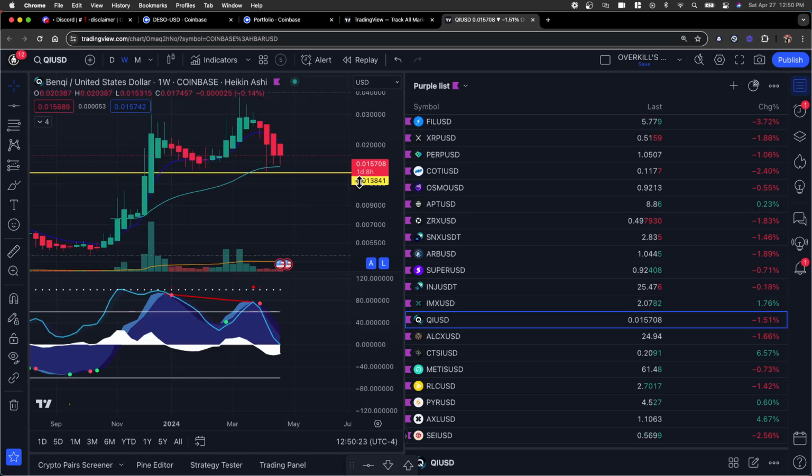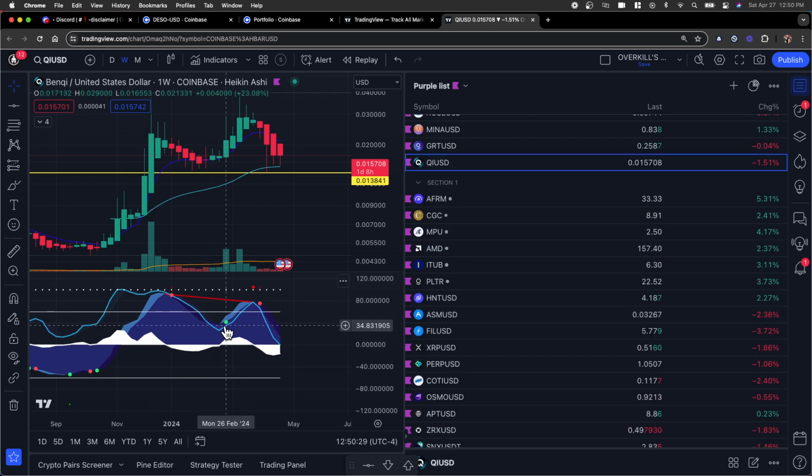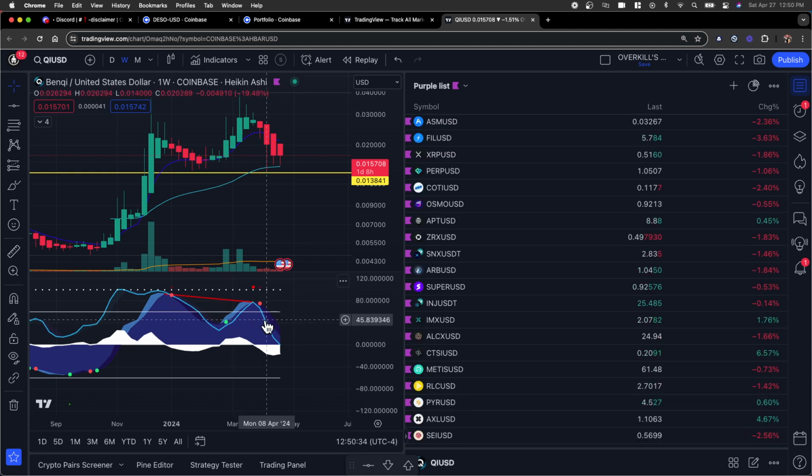Here's QI. I'd be looking to buy this one. 0.01 is the level we're watching on that. Stochastic's on the floor, so I would go ahead and start my position now and put the other 50%, other part of my position in on the next green dot. Okay, QI is looking really good. Stochastic on the floor. The green dot will be the confirmation there.